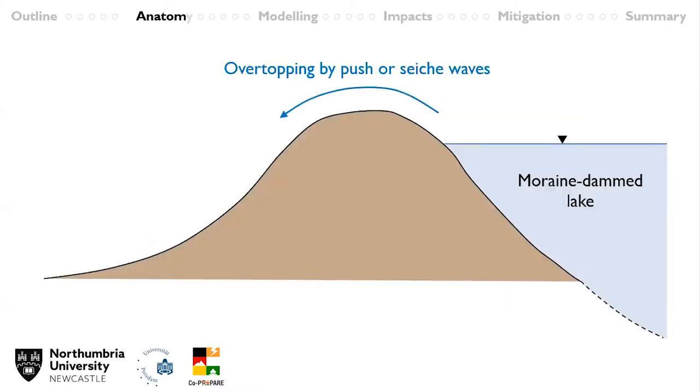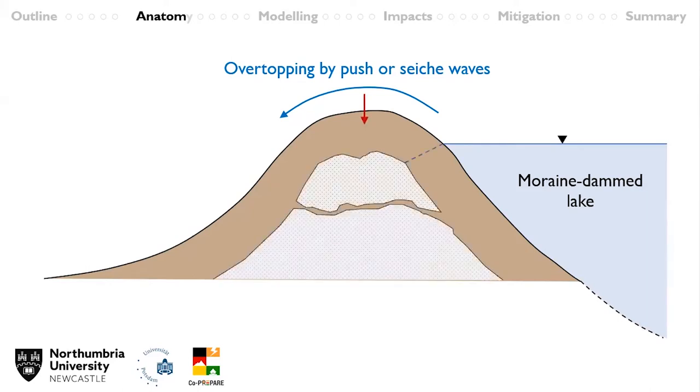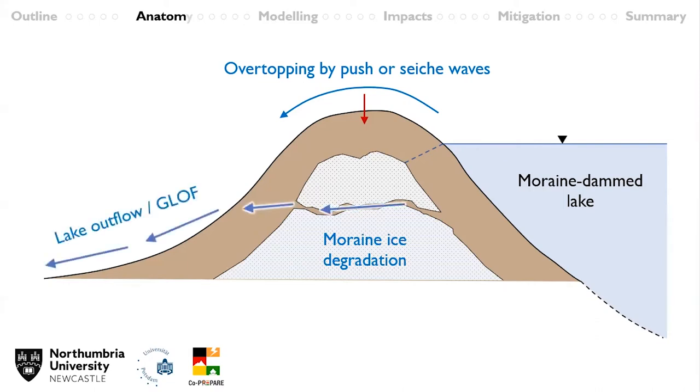In this case, what happened is that we had overtopping by a push or a surge wave. That was one mechanism by which a breach can develop. But actually what happened in this case is that we had a moraine ice core, and so rather than overtopping and the development of a classic breach, we had moraine ice degradation perhaps, and so the development of a route for that water to escape through the moraine dam.